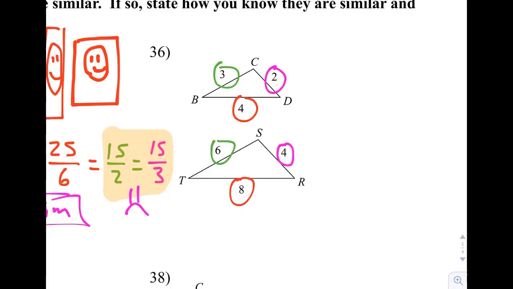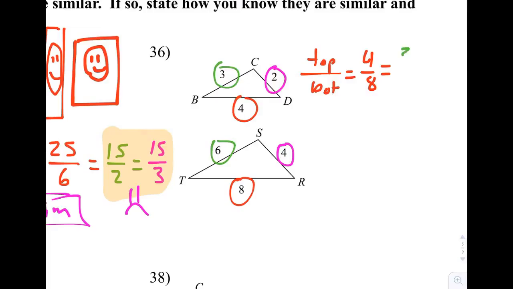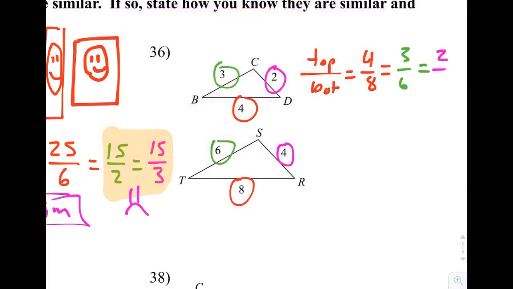I'm going to do top over bottom again, just because. And that is going to be 4 over 8. Then I have this side here, and I'm going to do 3 over 6. And then I'm going to do my last one, and that's going to be 2 over 4. If all three of those are equal to each other, we are good. And if I look at this fraction, 4 over 8, I know that reduces to 1/2.